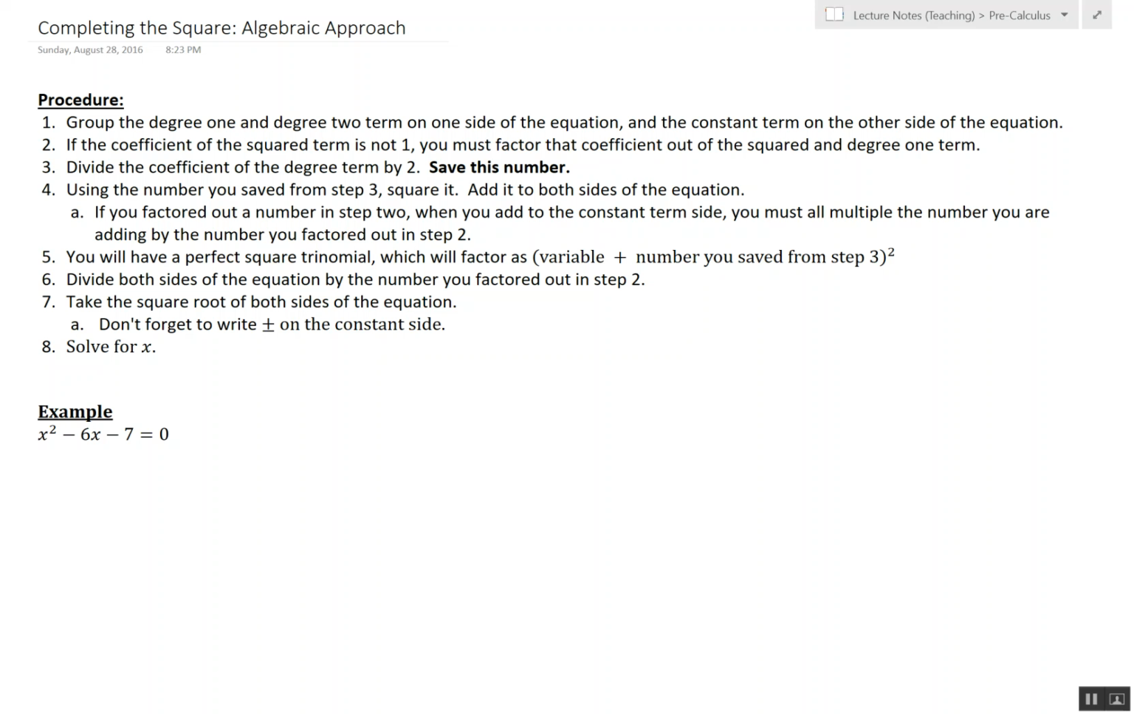So let's look at this procedure a little bit. Basically, you have to move all the terms, so there's going to be one with a square and one with a first power, to one side of the equation, and the constant term, or the term without the variable, has to be on the other side of the equation. Now, one of the nastier parts of this is if the coefficient of the square term is not 1, you must factor that coefficient out of the side with the variables, even if it does not go into the coefficient of the degree 1 term evenly.